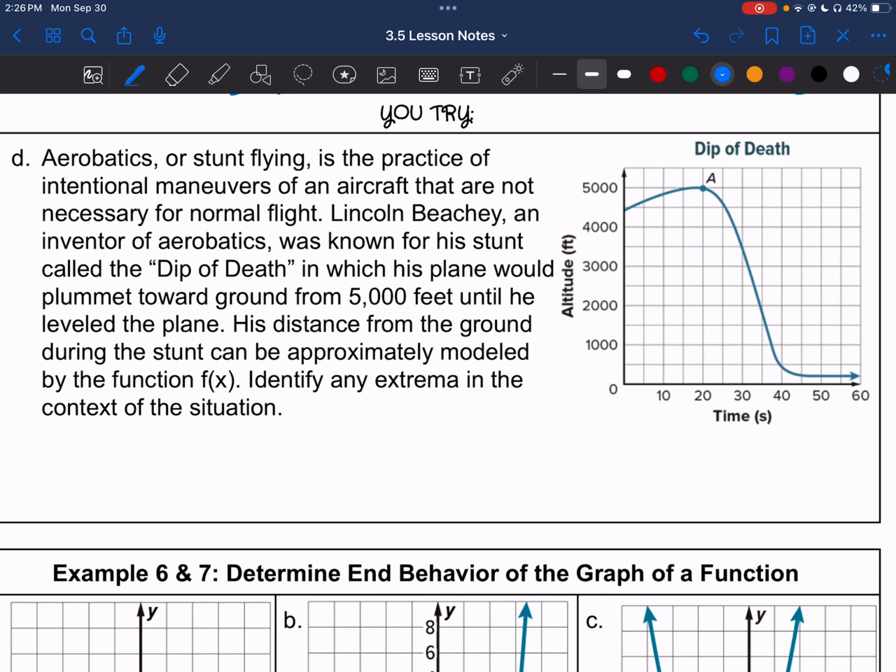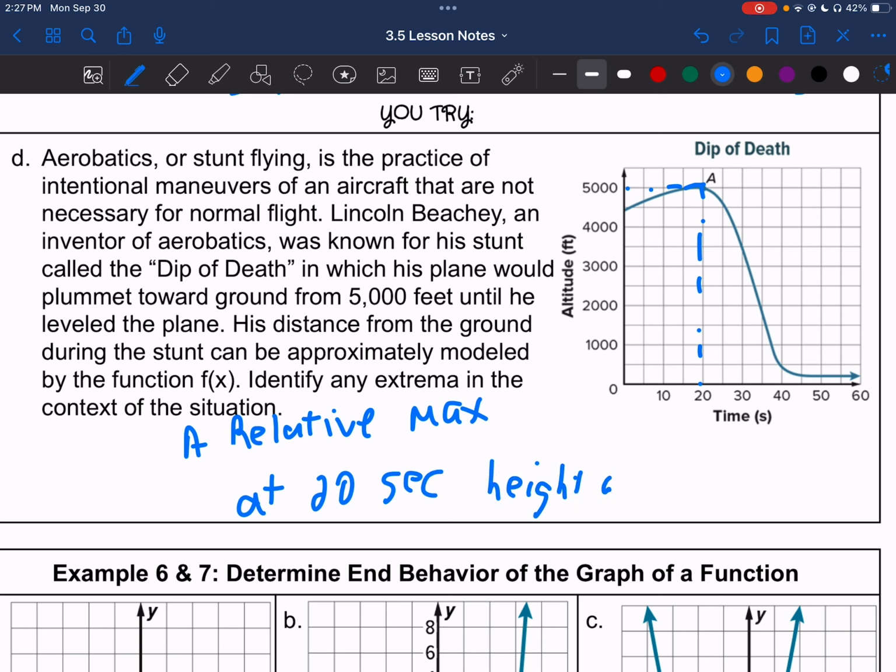So point A is the one we're given. Point A is a relative maximum. And what does that tell us? It tells us that at 20 seconds, the height was 5,000 feet. That is our extrema there. And then he levels off, so there really isn't an extrema at the bottom there. It just kind of levels and stops going down, hopefully, if he doesn't crash. All right.